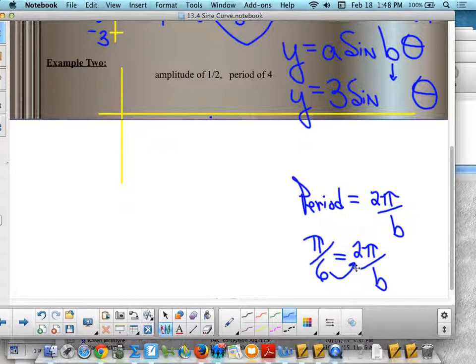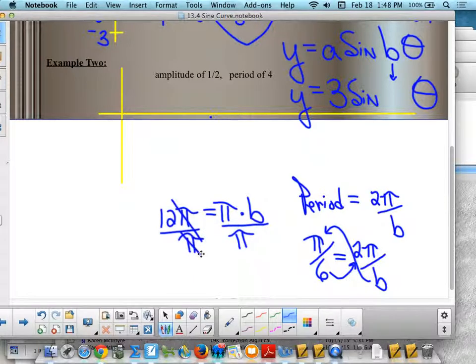That's 12 pi equals pi B. Now, you're solving for what letter? Get rid of pi. Divide by pi. So B equals 12. That's what I said. Oh, did I say 12? I was right. Good for her. Okay, there it is. So the answer is right there: 3 times sine of 12 theta.